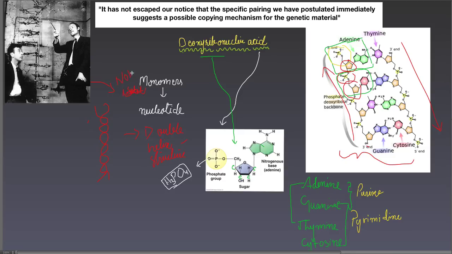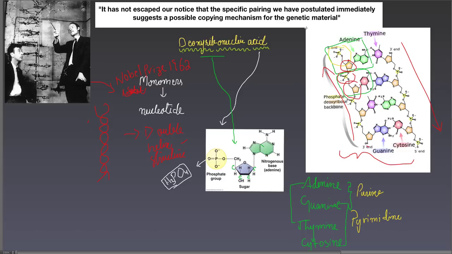Nobel Prize in 1962 for that. And when they gave this structure in 1953, they also mentioned, and this is their quote from one of their works: "It has not escaped our notice that the specific pairing we have postulated immediately suggests a possible copying mechanism for the genetic material."